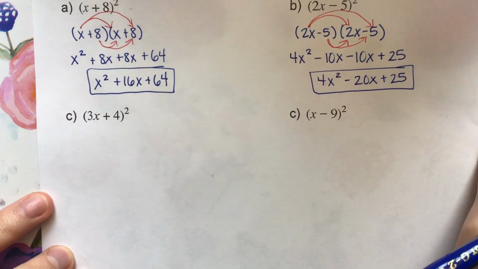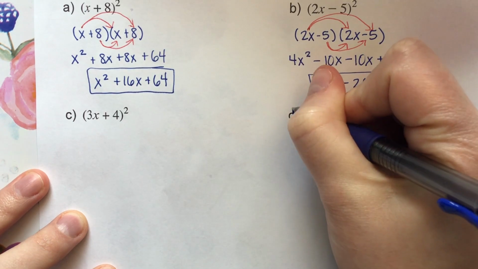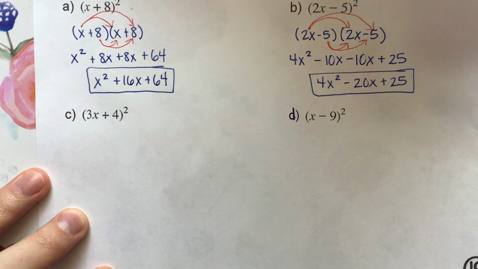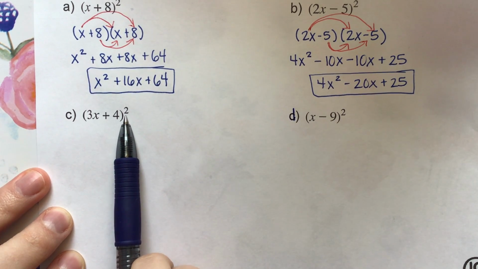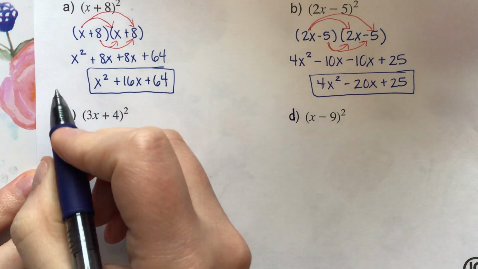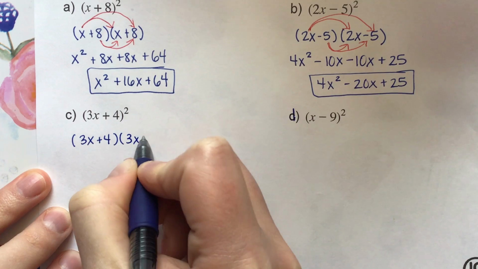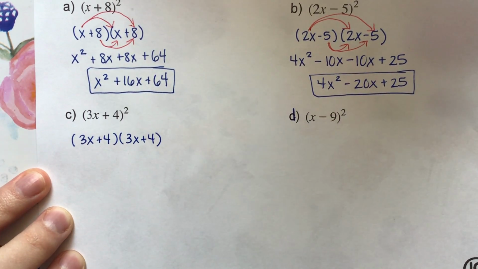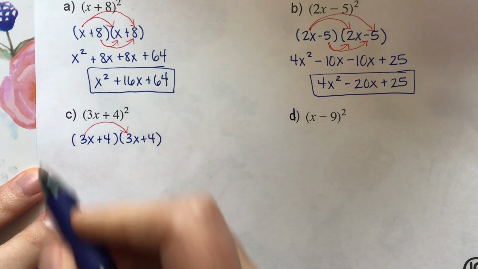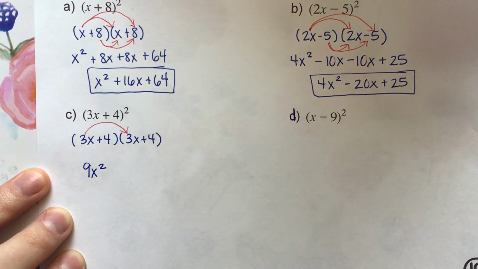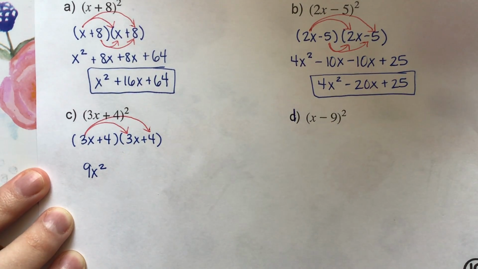Continuing on for example C, and I accidentally wrote C twice, so this one's actually D. For C, I have 3x plus 4 squared. Remember, when we square something, that means multiply it by itself. So I have 3x plus 4 times 3x plus 4. And now I'm going to do FOIL. First term times first term is 9x squared. Outer terms, 3x times 4 is 12x.